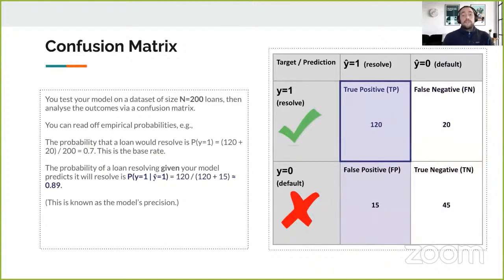You can also read off conditional probabilities. This amounts to limiting the calculation to a single row or column in the confusion matrix. For example, we can get the probability of a loan resolving given the model predicts it will resolve. This rate is also known as the model's precision. In this case, it is roughly 0.89.